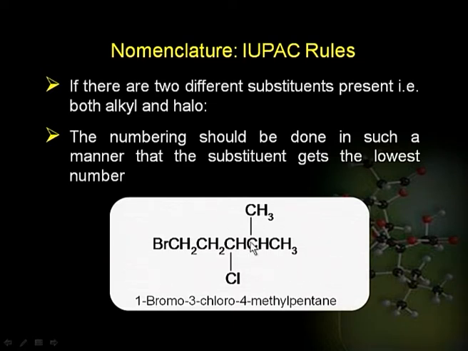So, here again we will look into the position of these two substituent groups instead of giving a preference to one group over the other. So, this is named as 1-bromo-3-chloro-4-methyl heptane, and not that we will say that this methyl will come at 2nd position, this chloro will come at 3rd position, and then this bromo will come at 5th position, which would have taken a higher number.